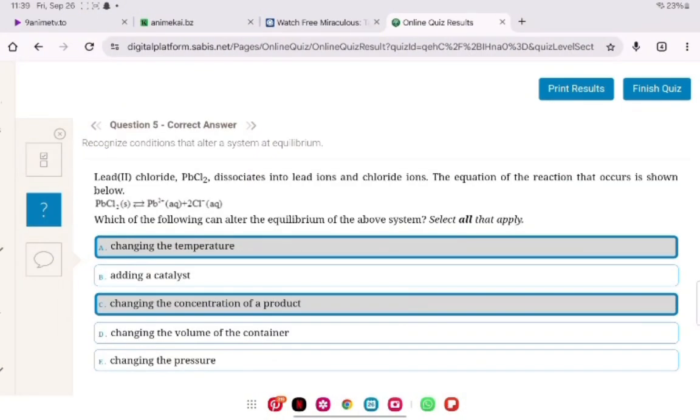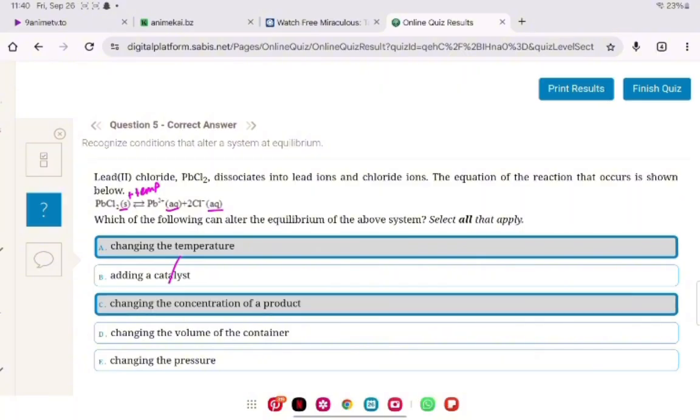Okay, here it says which of the following can alter the equilibrium of the above system. So we're going to look at what they gave us: solid, aqueous, aqueous. Now we're going to read the options. Changing the temperature, how does it affect the equilibrium? Yes, it does. Let's say you change the temperature and it was here, it will affect whether it goes backward or forward. So it does affect. Adding a catalyst doesn't affect equilibrium, it only speeds up the rate of reaction, it doesn't change it.